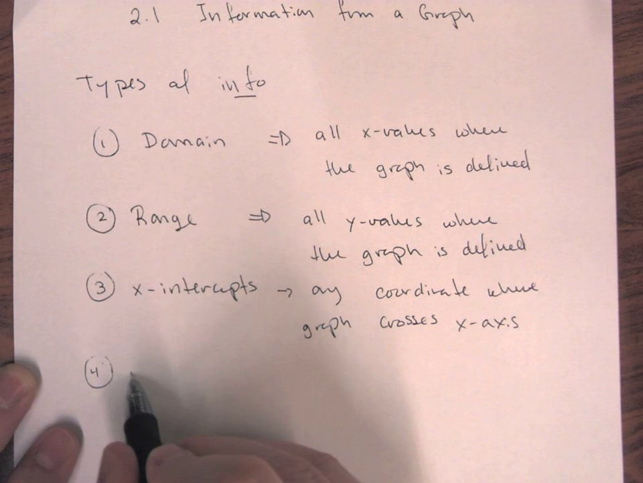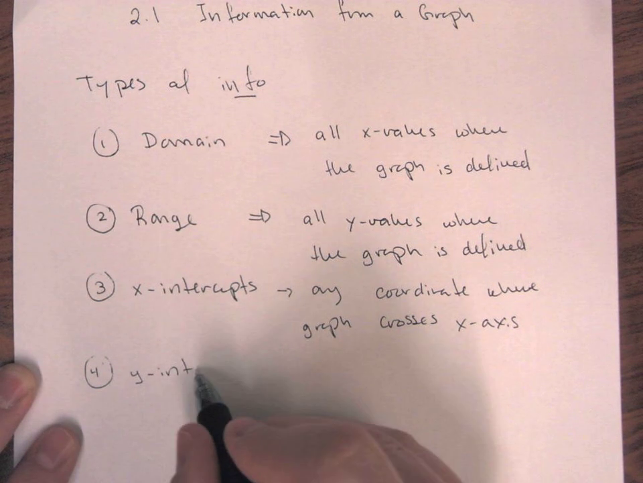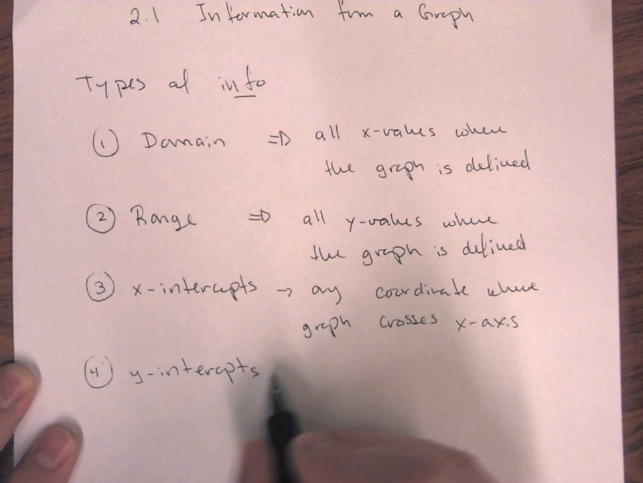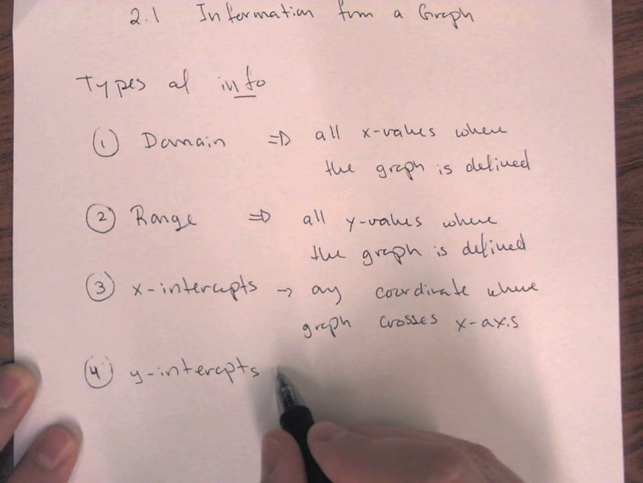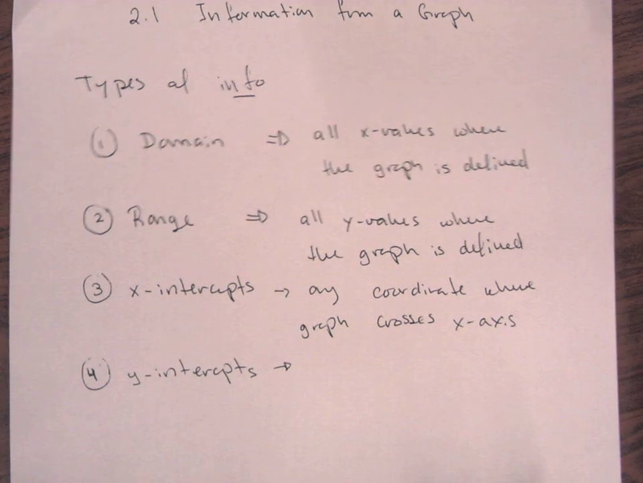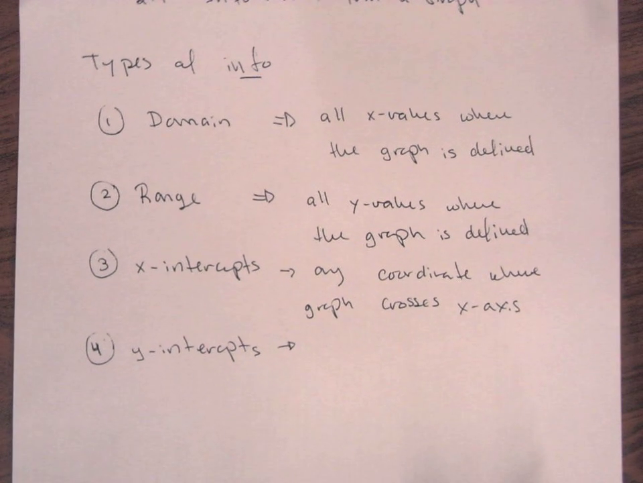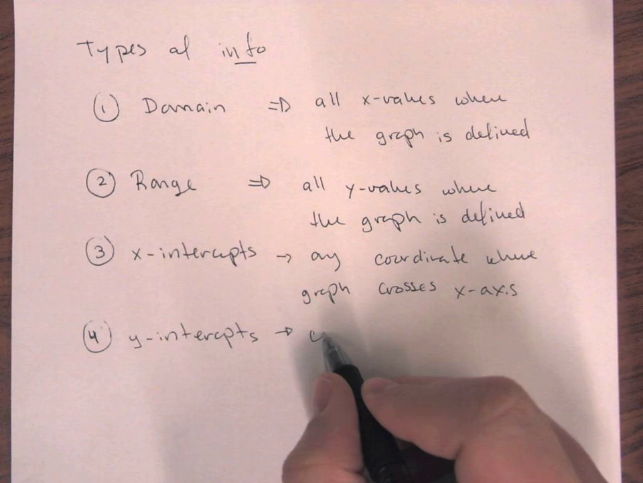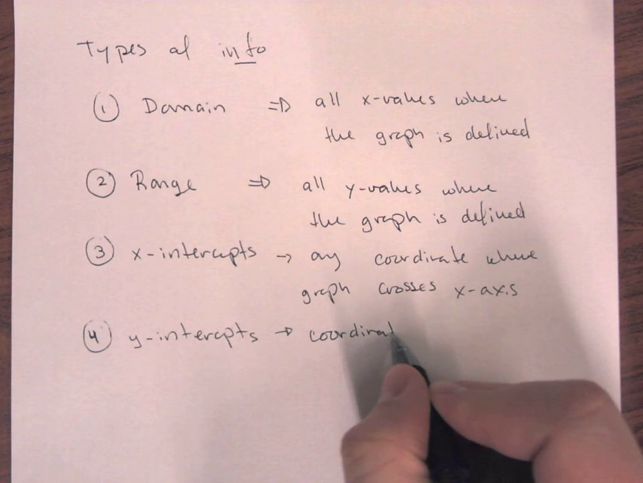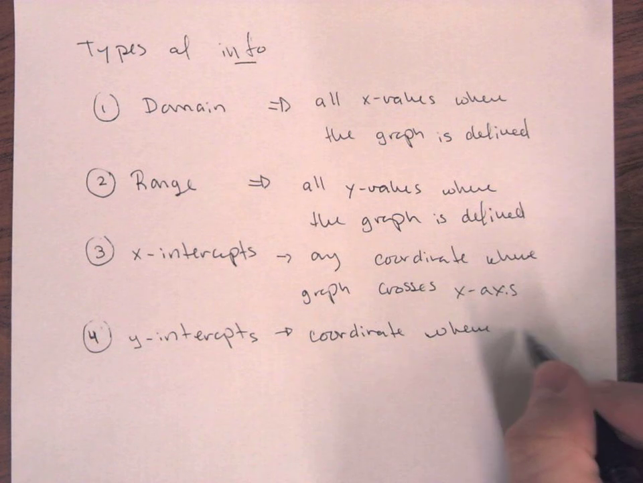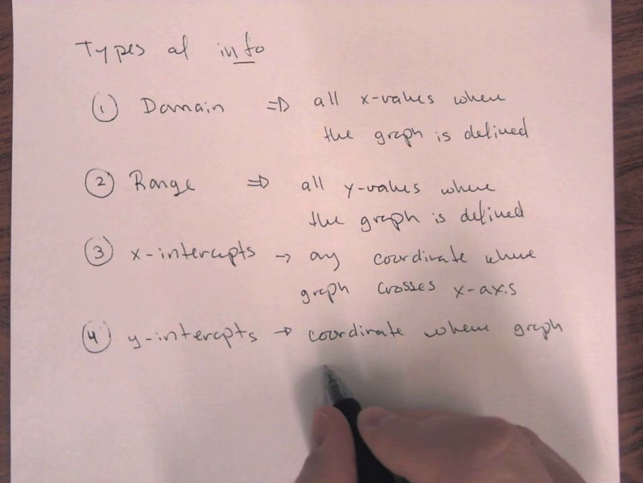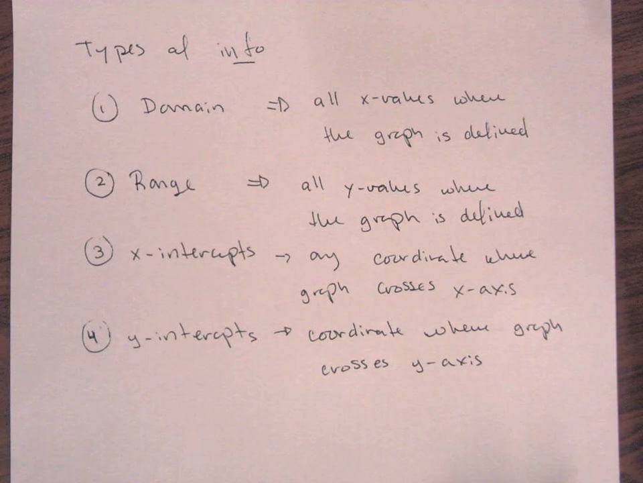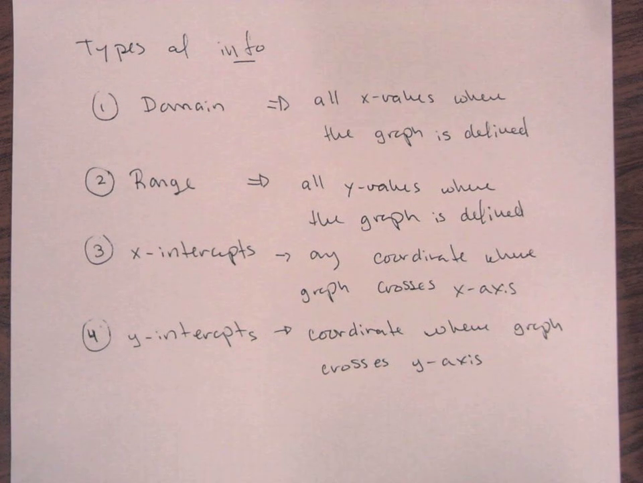The fourth thing is going to be y-intercepts. We use the y-intercept to graph our linear equations in 2.3. We were doing y equals mx plus b, right? The b value in that is the y-intercept. So this is going to be only one coordinate where the graph crosses the y-axis.